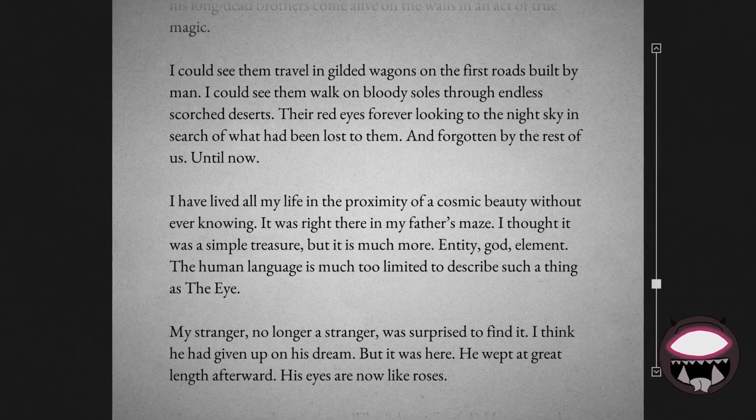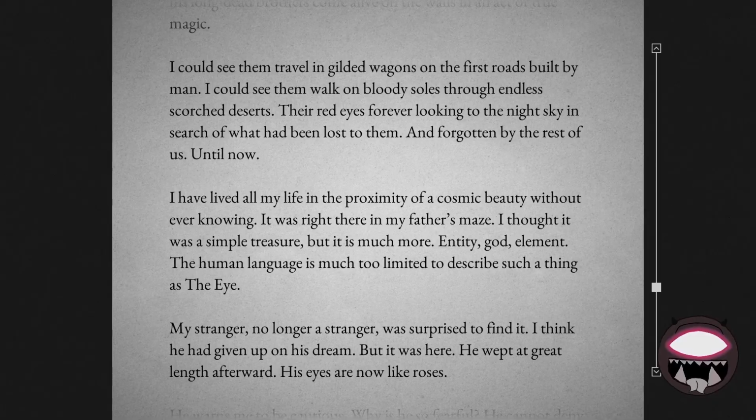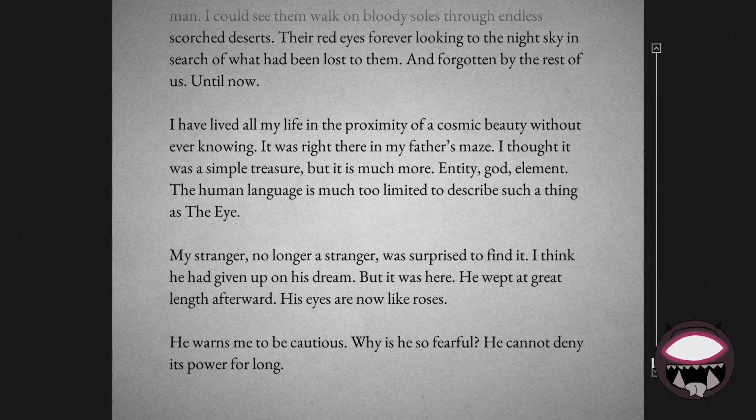I could see them walk on bloody souls through endless scorched deserts, their red eyes forever looking to the night sky in search of what had been lost to them, and forgotten by the rest of us until now. I had lived all my life in proximity of cosmic beauty without ever knowing. It was right there in my father's maze. I thought it was a simple treasure, but it's much more. Entity, God, element. The human language is much too limited to describe such a thing as the eye.